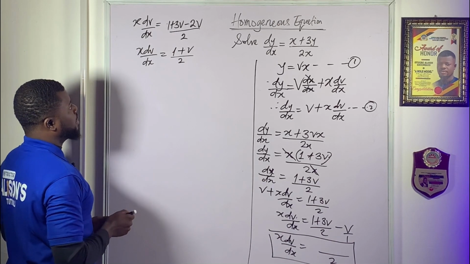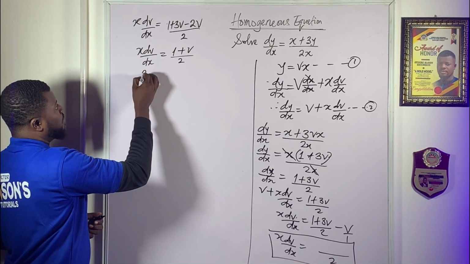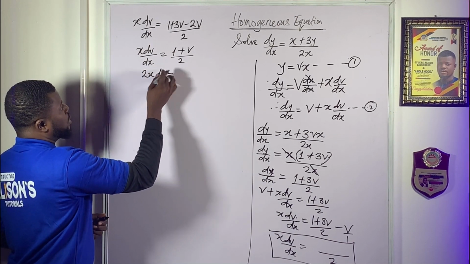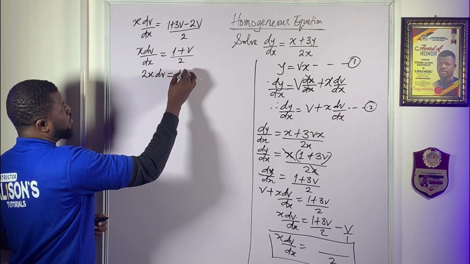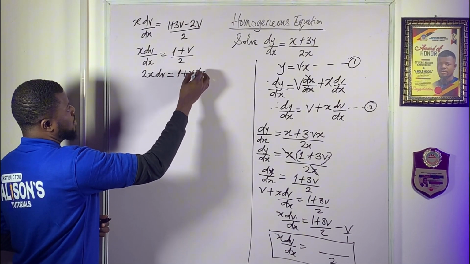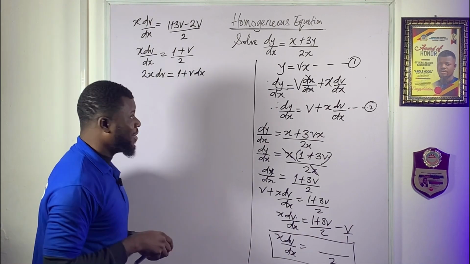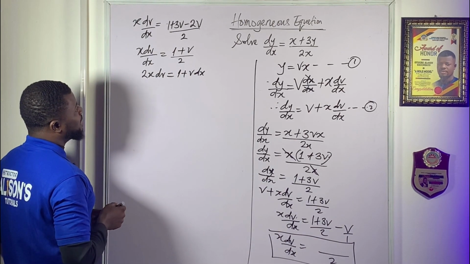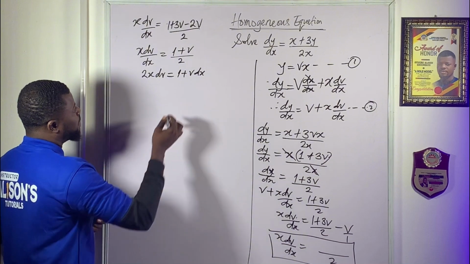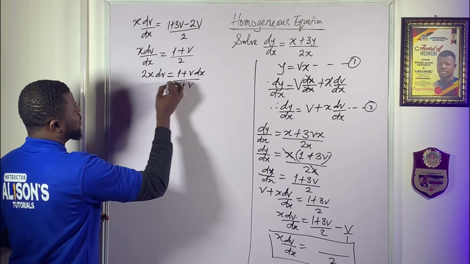cross multiply. 2 multiplied by this, we have 2x dv equal to dx multiplied by this, we have 1 plus v dx. I just want to show you the process instead of just doing magic, all right? So what do we have to do? The next thing we need to do is to divide both sides by 1 plus v.